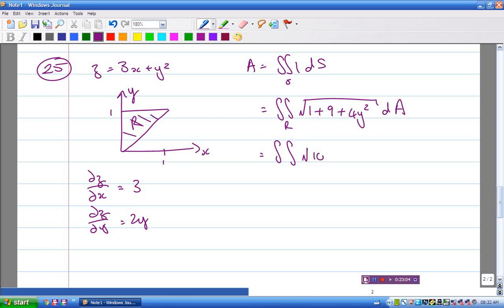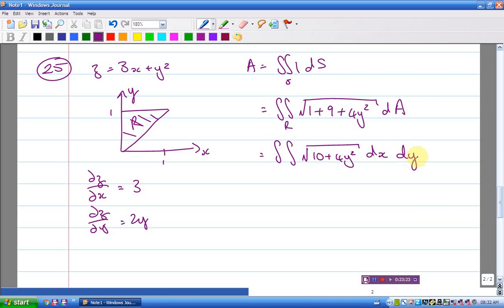That's the square root of 10 plus 4y squared. Really? Oh, right. Okay. D something, D something. Okay, what's going to go first? Is y going to go first or is x going to go first? Okay. Some people are saying x.